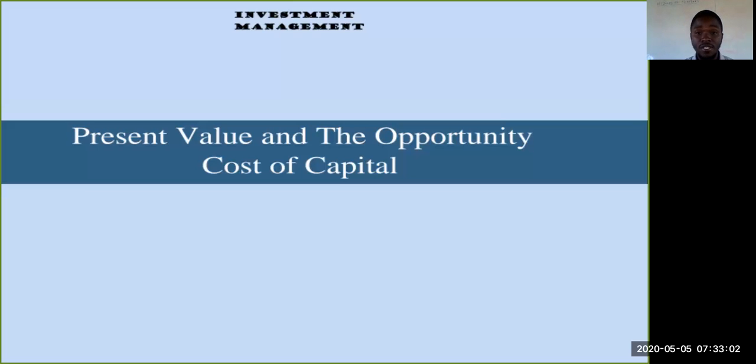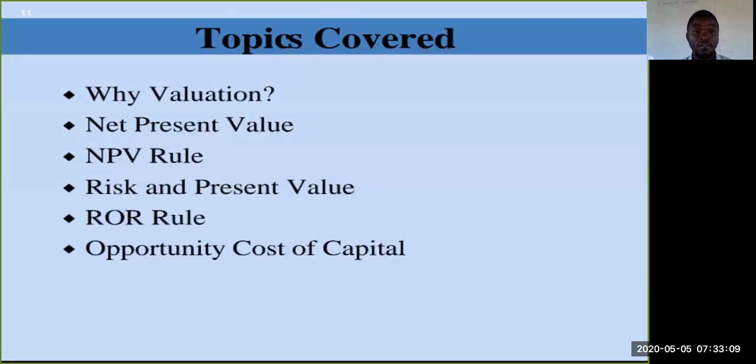So today we look at present value and the opportunity cost of capital. Topics covered: why valuation, net present value, net present value rule, risk and present value, rate of return rule, and the opportunity cost of capital.